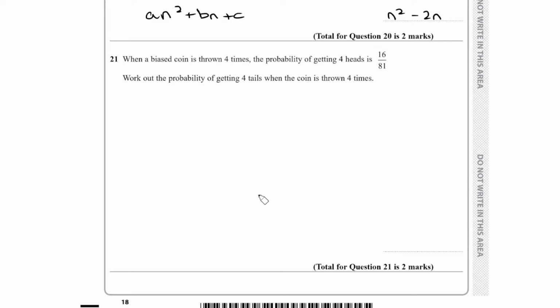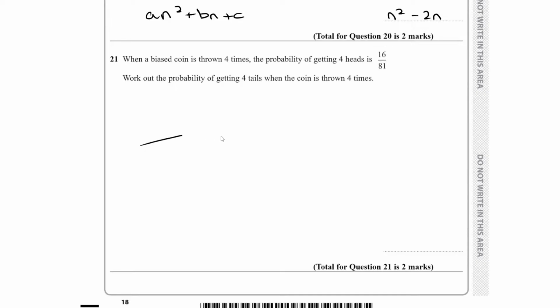Okay, question 21. When a biased coin is thrown 4 times, the probability of getting 4 heads is 16 over 81. Work out the probability of getting 4 tails when the coin is thrown 4 times. So it's a biased coin, it's thrown 4 times. The other thing to know about this is recognizing the numbers. I know 16 and 81 are square numbers, but they're also certain numbers to the power of 4 as well, which is more relevant to this, isn't it?